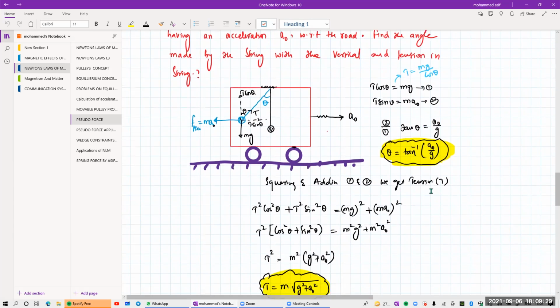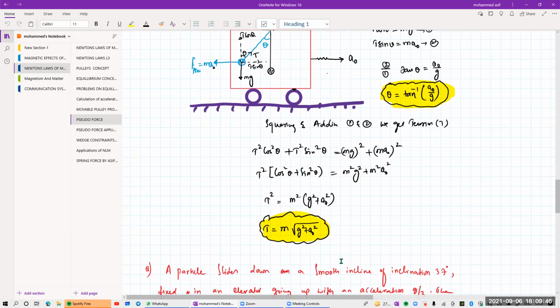Now if I need the tension, what will we do? Squaring and adding equation 1 and 2, we get the tension. T square cos square theta plus T square sin square theta equals mg whole square plus m a naught whole square. Cos square theta plus sin square theta is 1. So T square is equal to m square into g square plus a naught square. So T will be equal to m into the square root of g square plus a naught square.